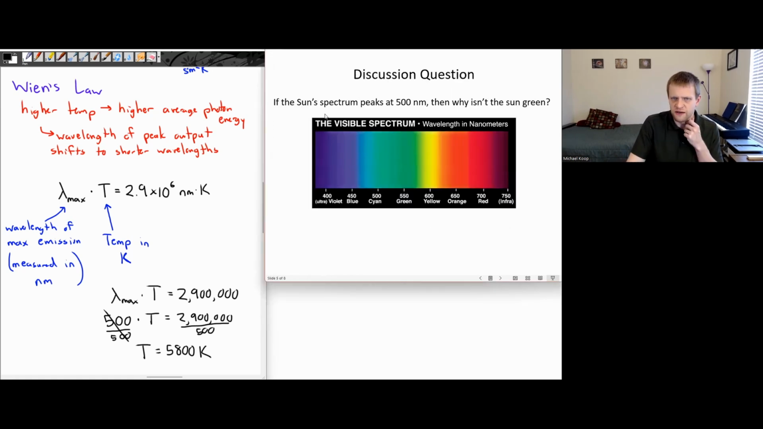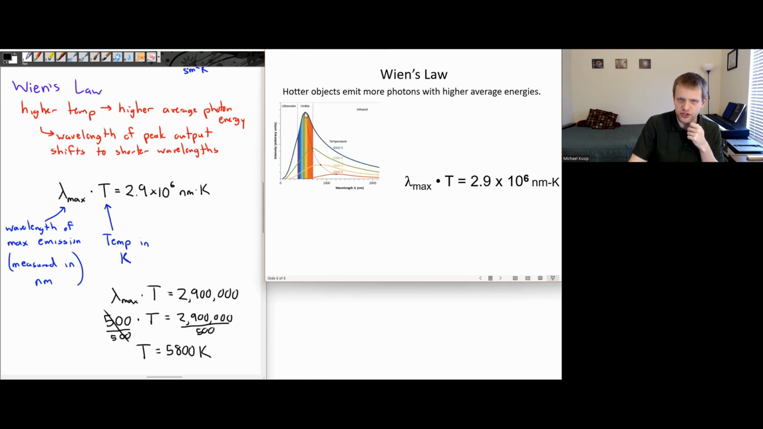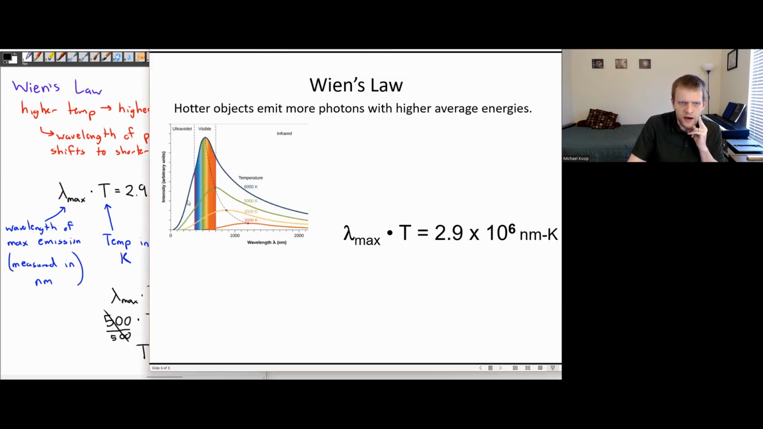Just kind of going back to this discussion question, if the sun's spectrum peaks at 500 nanometers, which is in the greenish part of the spectrum, why doesn't the sun's light appear to be green? Well, when we look at the actual spectrum of the sun's light, so this is approximately the spectrum of the sun, for this one, let me zoom in on this so you can see it a bit better. This top one is just a little bit higher temperature than the sun, but pretty similar.